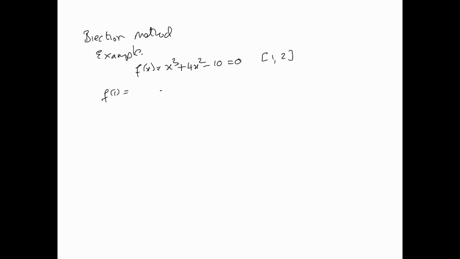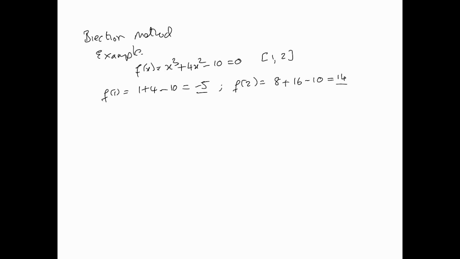f of 1 is going to be 1 plus 4 minus 10, equals minus 5, and f of 2 equals 2 cubed, which is 8, plus 4 times 2 squared, which is 16, minus 10, so that's equal to 14. So we clearly see a change of sign. That means we can verify that there is in fact a root between 1 and 2.